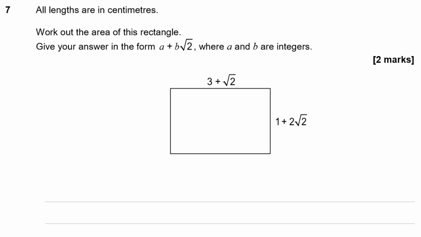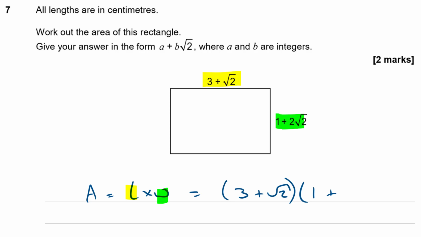Question 7. All lengths are in centimetres. Work out the area of this rectangle. Give your answer in the form of a plus b root 2, where a and b are integers. Okay, well, we're going to work out the area. Now, the area of a rectangle is length times width, isn't it? And for this example, this is the length and this is the width. So I'm going to multiply those two expressions together. So I'm going to get 3 plus root 2 times 1 plus 2 root 2. We're going to have to use claw or foil or smiley face or whatever to multiply these out.